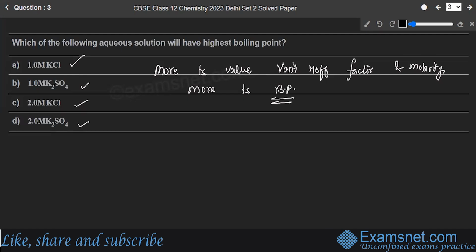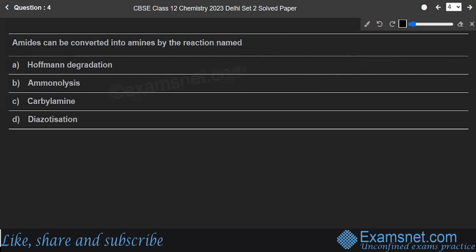So which is having the highest molality? This is option D. The Van't Hoff factor for K2SO4 is 3, and for KCl is approximately 2, and also the molality is more over here. So option D stands to be the right answer. Hope you understood that. Next is question number 4.